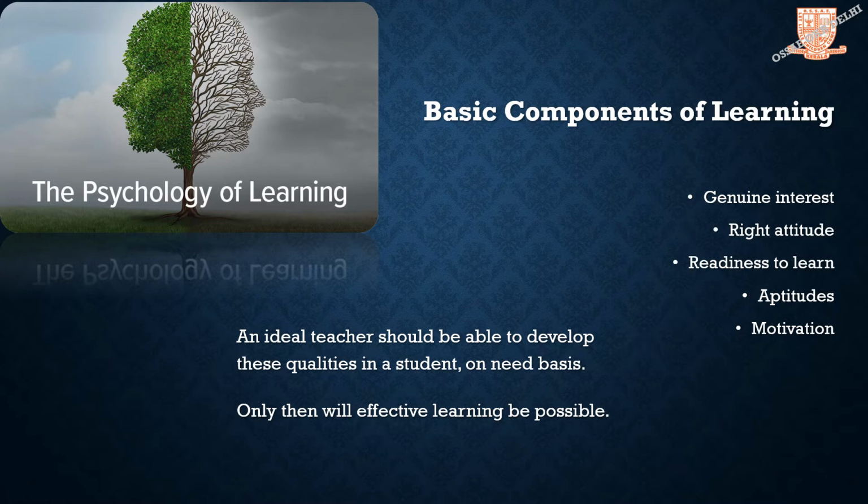Now come to the psychology of learning. The psychology of learning is a theoretical science that covers the various psychological theories that relate with learning. Here we see that there are certain basic components of learning like genuine interest, right attitude, readiness to learn, aptitudes, and motivation. A genuine teacher or an ideal teacher should be able to kindle interest in learning among his students. Only then will effective learning become possible. Learning becomes possible only if the skills and abilities mentioned above are practiced.